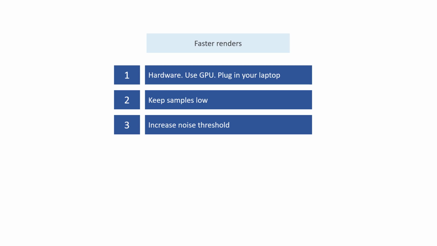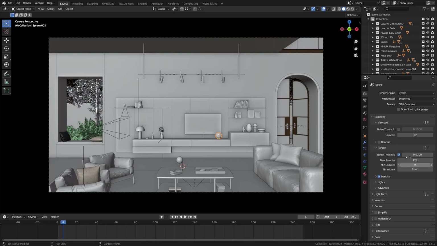If you're using adaptive sampling in Blender, please try to increase the noise threshold. Do not use the default number. I will show this now. So this is where you find noise threshold. By default, it's turned on and the number is 0.01. Just change this to something like 0.1. Do not go very high, just use 0.1. It's a really good number.